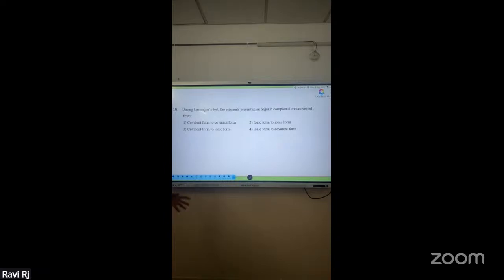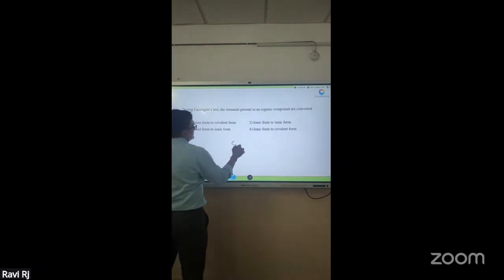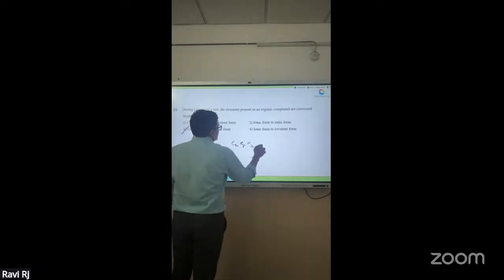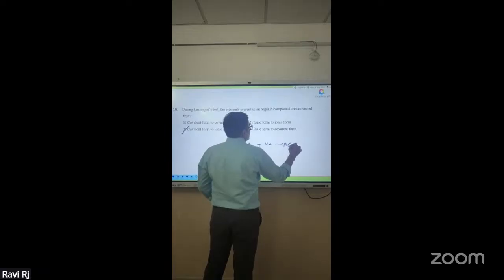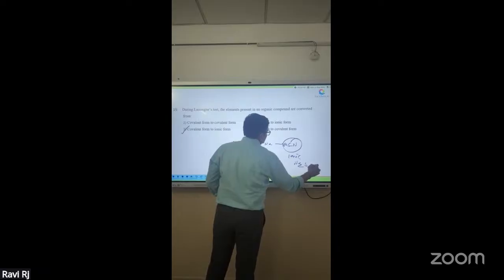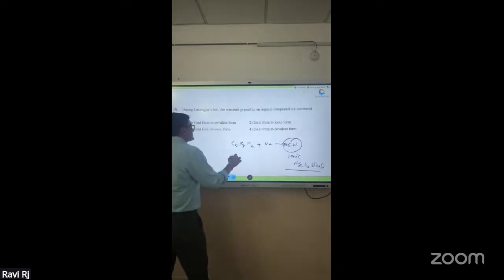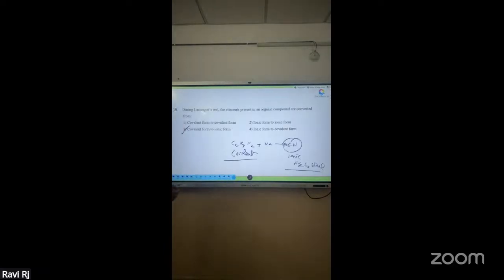Lassaigne's test: the elements in organic compounds are converted from covalent to ionic. When anything organic is treated with sodium, the compounds produced are ionic compounds, right? Whether that is sodium cyanide, sodium sulfide, or sodium chloride. So all these ionic compounds are obtained from covalent ones. So this is the phenomenon that takes place during the Lassaigne's test.